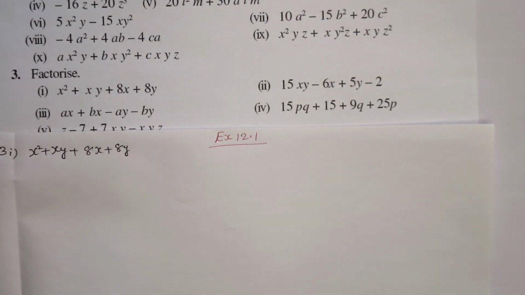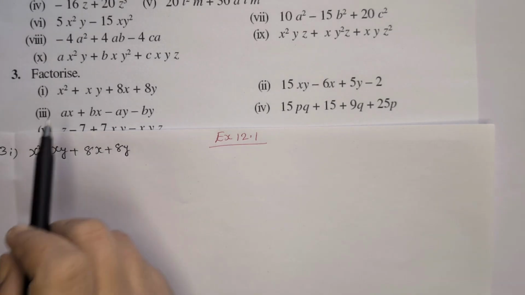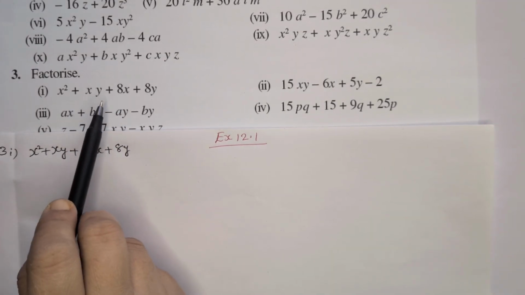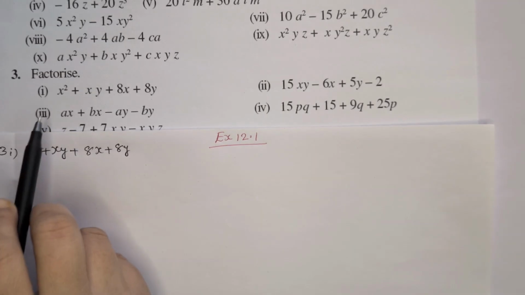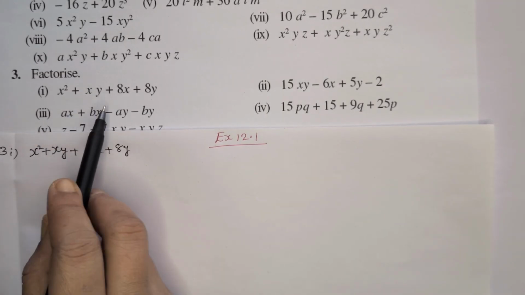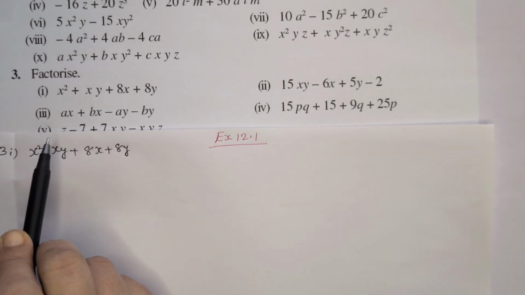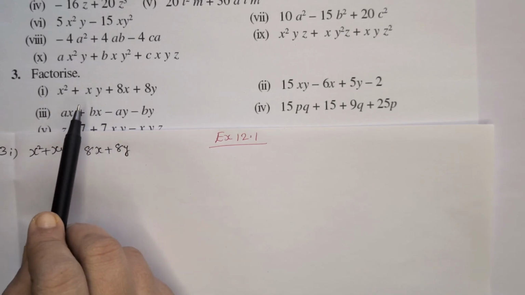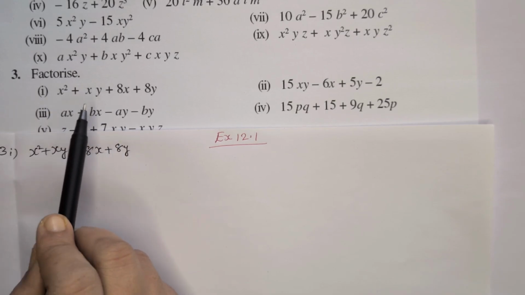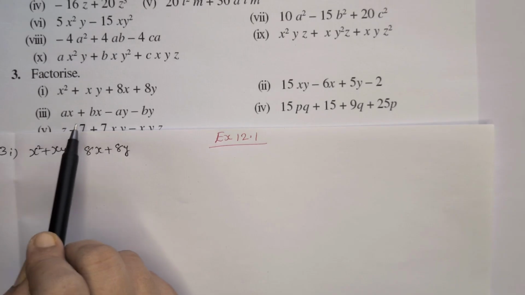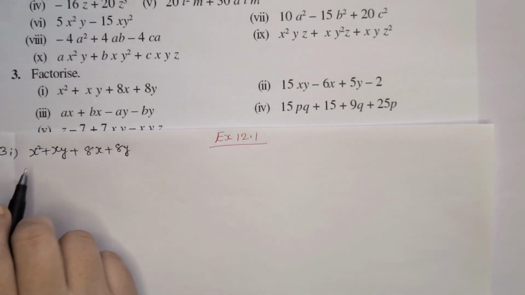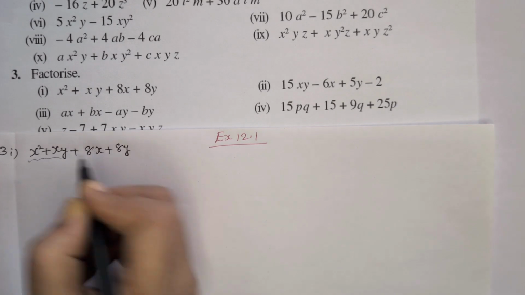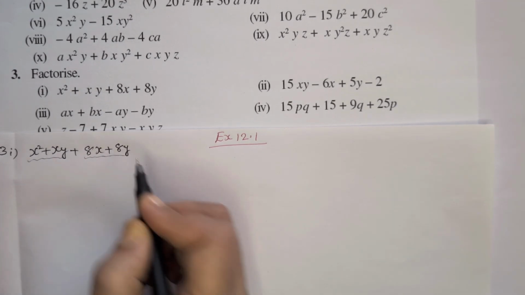Third question, factorize. Here we are getting the question with plus and minus signs in between the terms. That means it is an expression. From that we have to find the common factor. All the four terms do not contain any common factor, so we have to group the given terms. Grouping the terms, we can take these two as one group, the next two as the second group.